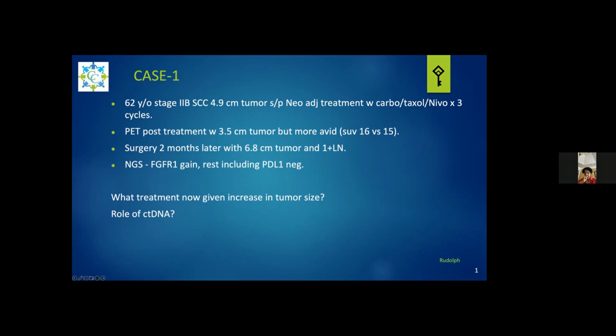Looking at this case retrospectively, the fact that his SUV went up, of course, it's not the best test, but could we have spared him surgery? Maybe we should have switched his chemo and given him radiation, realizing this is maybe not curable. What are your thoughts? Have you run into such situations?